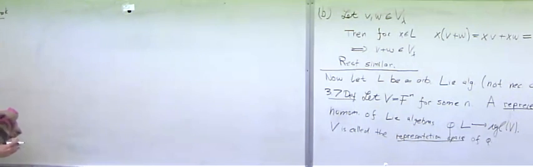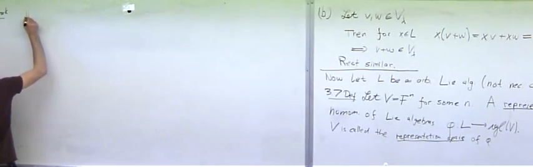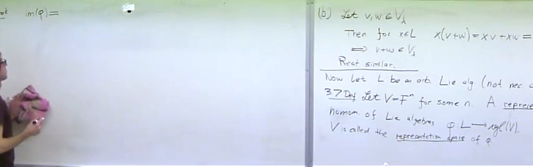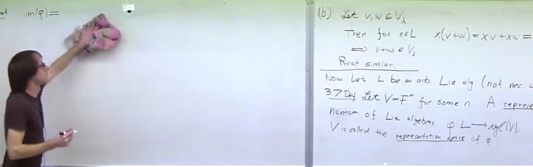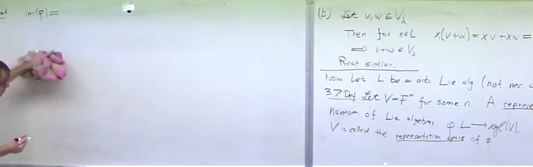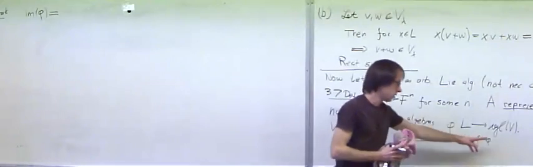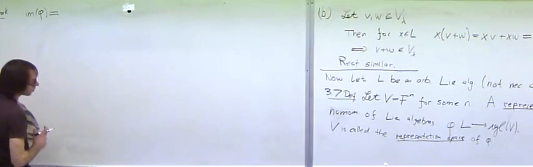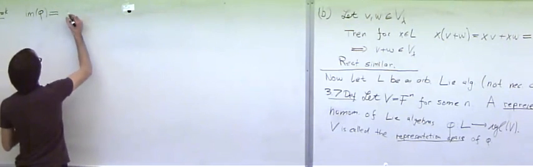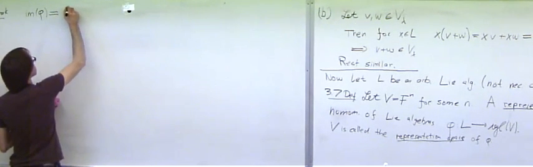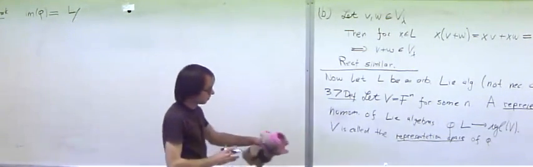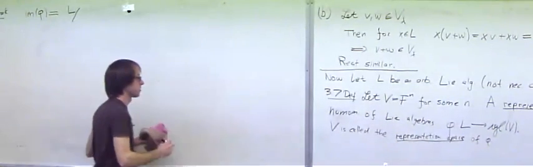Now, if we have such a representation, then the image, I think we learned in the first lecture, is a Lie subalgebra of GLV. So this is one of the types of Lie algebras we studied in the first part of this lecture. So this is isomorphic to the quotient of L by the kernel of this map phi.